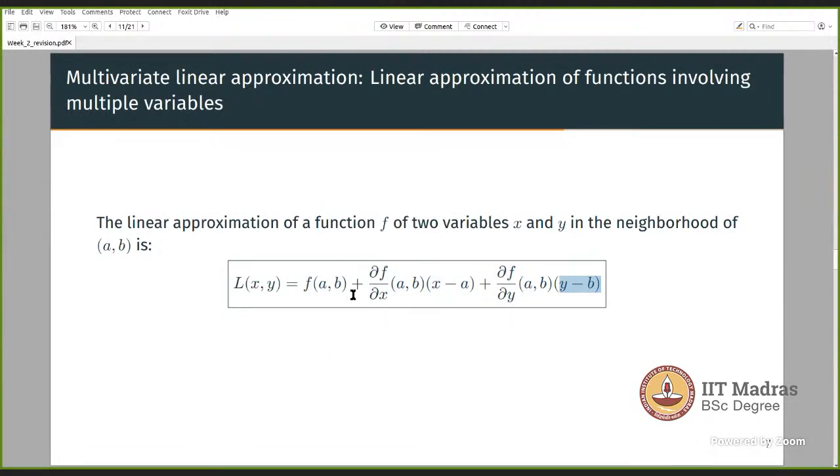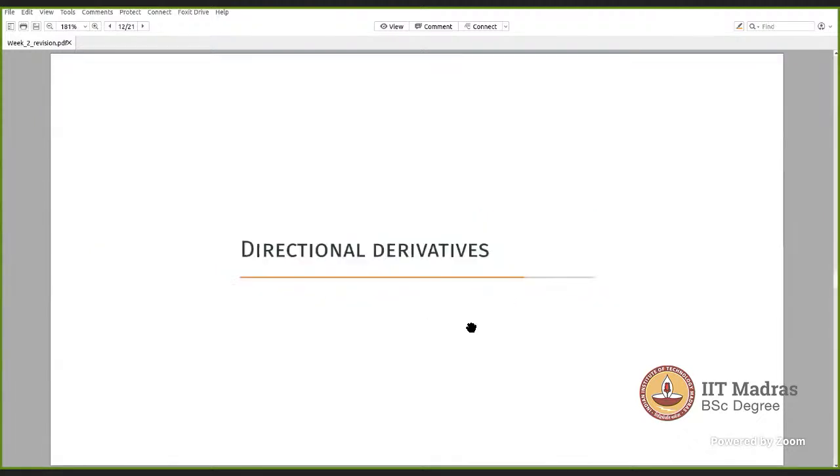If there are 3 variables, you will have one more term, which will be dou f by dou z at a comma b comma c multiplied by (z minus c). So you can generalize that way. All right, that was about linear approximations. It will be good if you remember all these formulae.